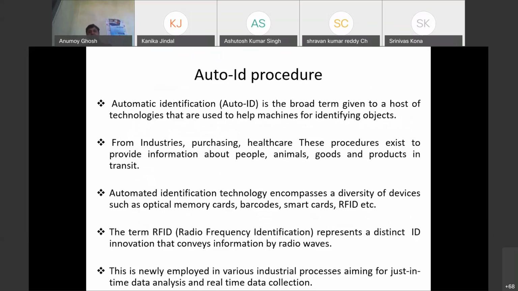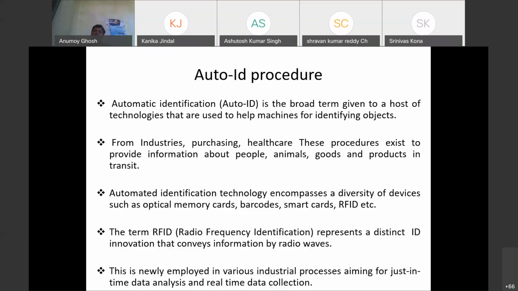Now this is the auto ID procedure that I was talking about while discussing the outline. What is the auto ID procedure? It is a broad term given to a host of technologies that are used to help machines identify objects. One very prevalent example is that if you go to any shopping mall and buy something, there is a barcode. The barcode is scanned by a laser, and all the details of that item show up on the computer screen. The barcode is the tag, the laser is the reader, and the reader is connected to a computer.